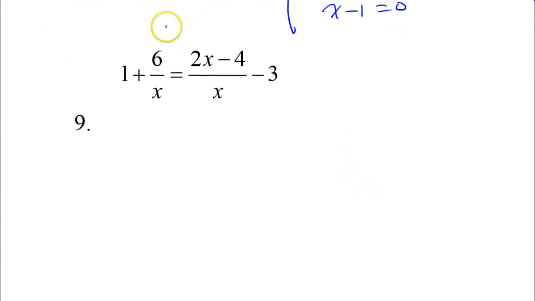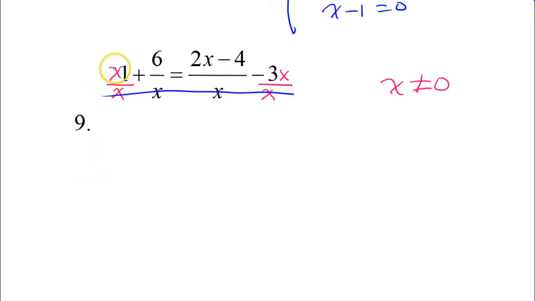Number 9. Again, I need like denominators, but the main thing is don't forget about the 1 and the negative 3. So I'm going to put an x here and here, and I'm going to put an x here and here. So x cannot equal 0. That's my excluded value from the denominator. Now that my denominators are the same, I can cancel them out and make a new equation.